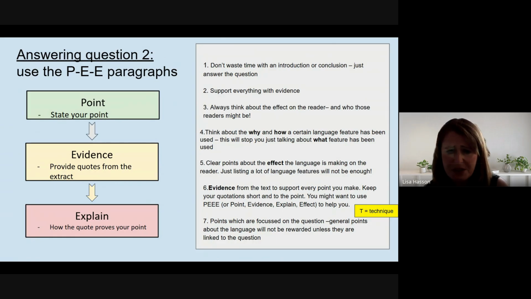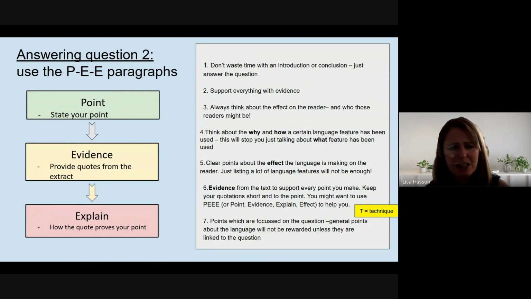Make sure your evidence is there. Keep your quotations short and to the point. So you might want to embed your quotes, or you might want to have the beginning and the end of a quote with a bit of ellipsis in the middle if you don't need the entire thing. I've stuck a T on the end here, just to remind you that although I talk about PEE paragraphs, PEAT paragraphs are probably more effective to think about at this stage.